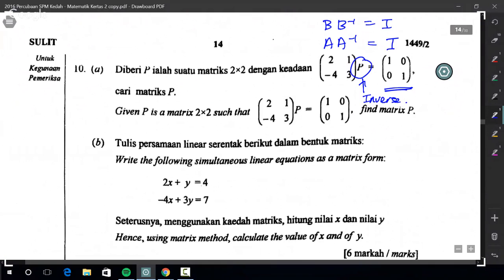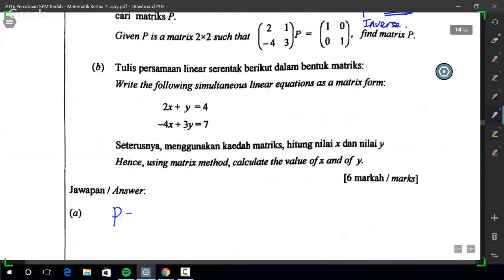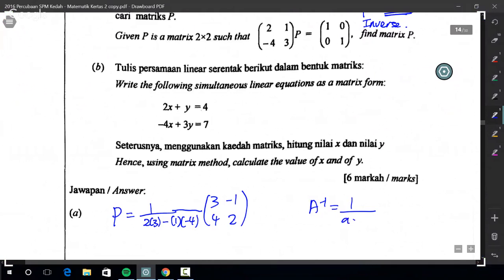Right, so what we will do here, we know P actually is the inverse of this one, so we just do the inverse. So I will say P equals to 1 over AD, AD means 2 multiply 3, minus BC, 1 multiply -4. And then A and D we have to swap place, 3, 2. B and C we have to add negative, -1, 4. Just in case some students do not know, the formula for inverse is 1 over AD minus BC, and then this one will be D, -B, -C, A. The original one for A will be A, B, C, D. Right, this is their position.